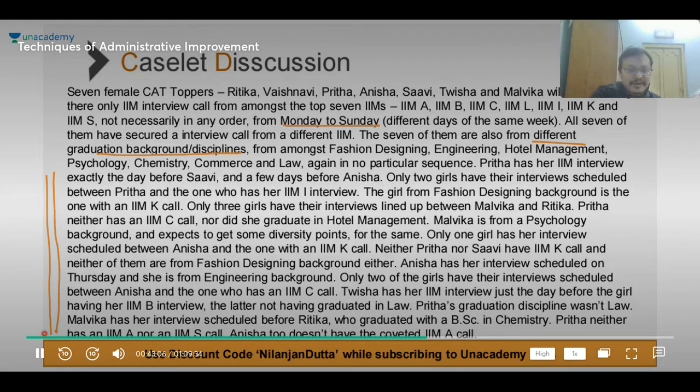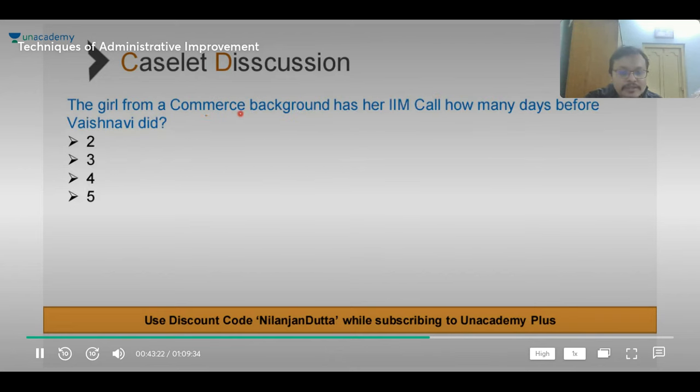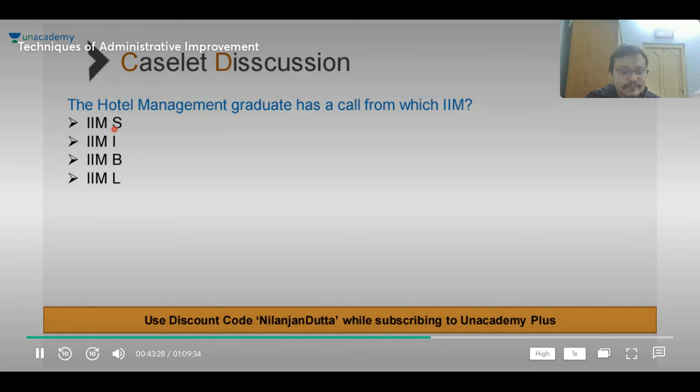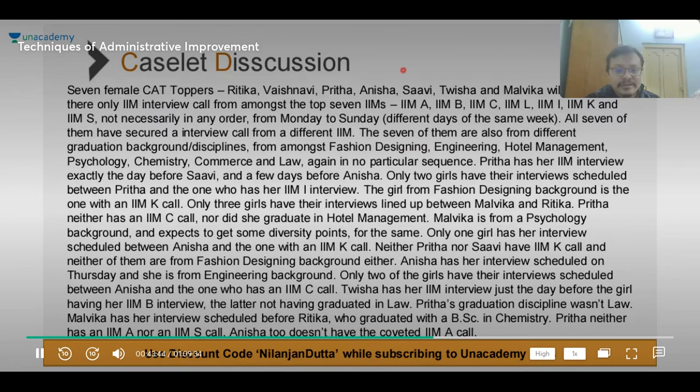As I've always said, the first 1 minute of every set should be spent on going through the question and options. The first question is saying, the girl with an IIM Indore call did a graduation in which discipline? The girl from commerce background has her IIM call how many days before Vaishnavi did? The hotel management graduate has a call from which IIM? And the last question is saying, which of these girls has an IIM interview during the weekend, that is Saturday or Sunday? So try and take around 5-6 minutes to solve this set.